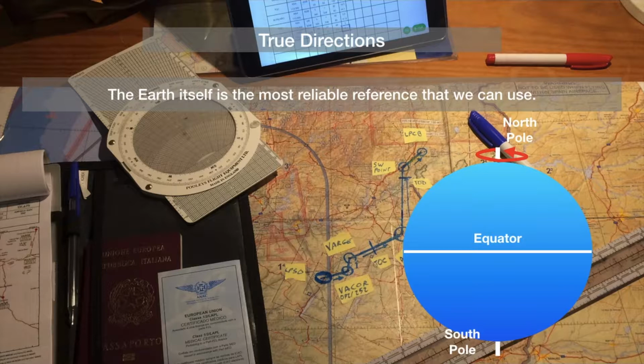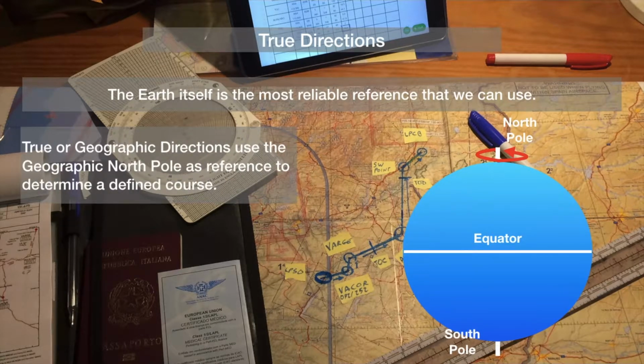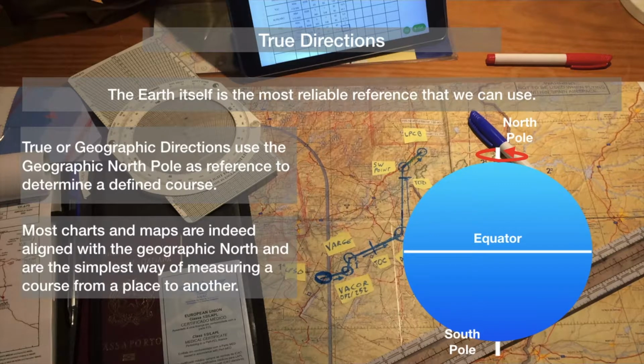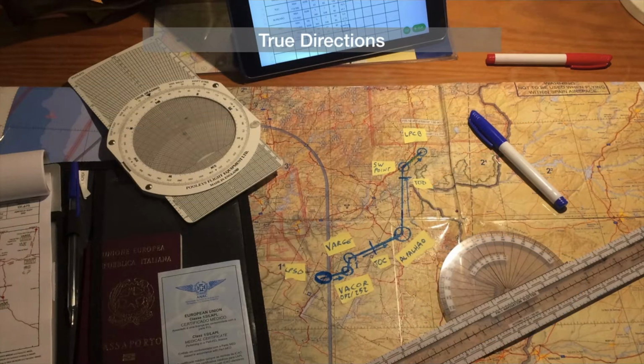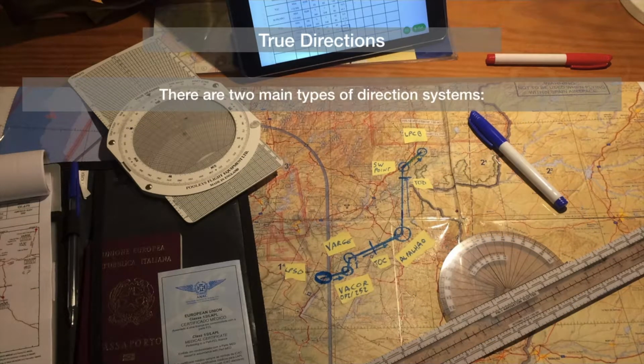Through directions, we use the geographic North Pole as a reference to determine a defined course, a defined direction. Indeed, most of the charts and the maps are aligned with the geographic north and are the simplest way of measuring a course from a place to another. There are two main types of direction systems used in aviation.